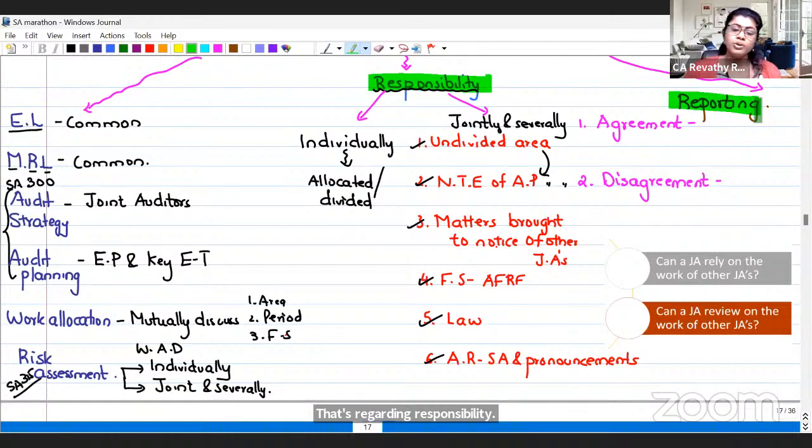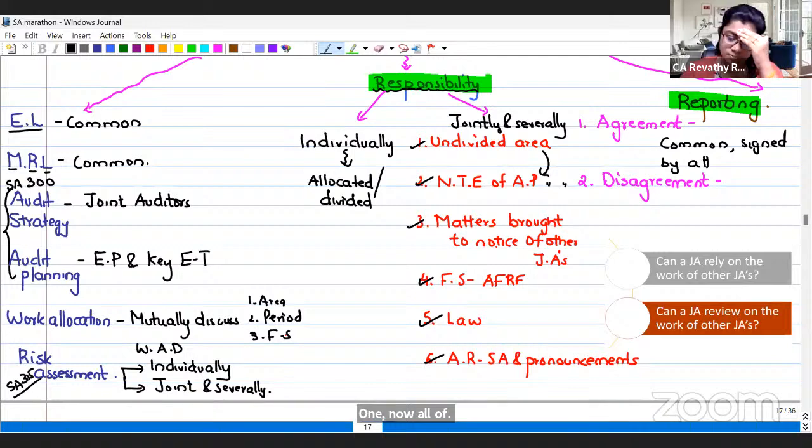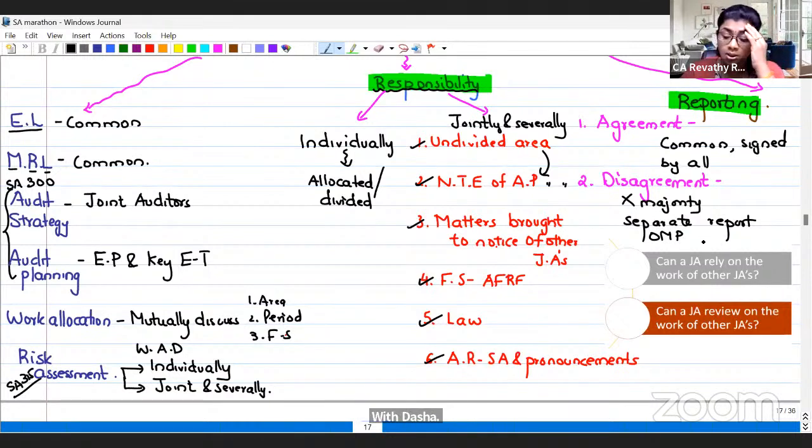But how many reports will they give if they are in agreement? All are in agreement. How many reports? They will give a common report signed by one or all? All, including UDIN. Disagreement. Will they be bound by majority? No. They will give a separate report with an other matter para.